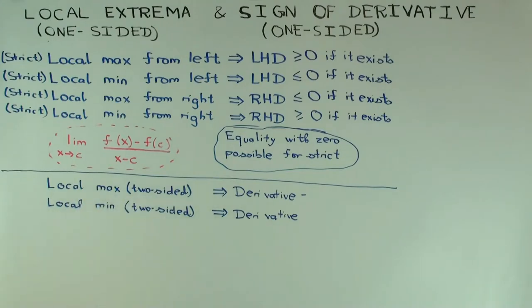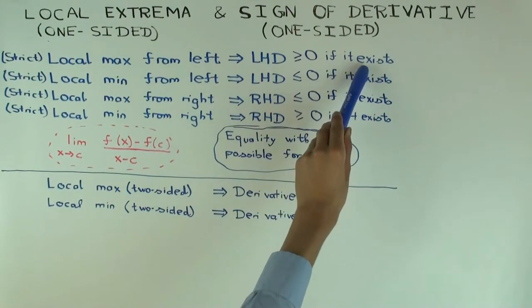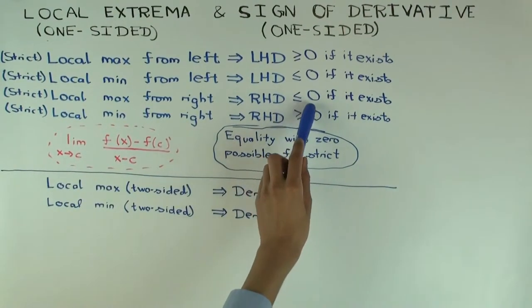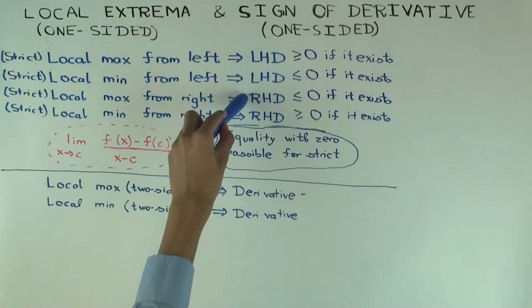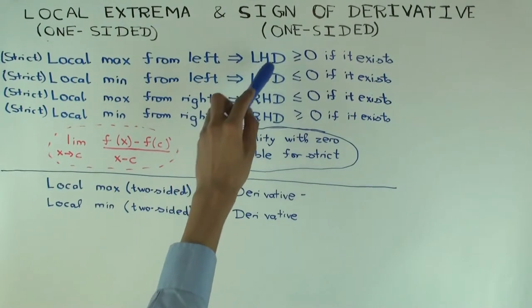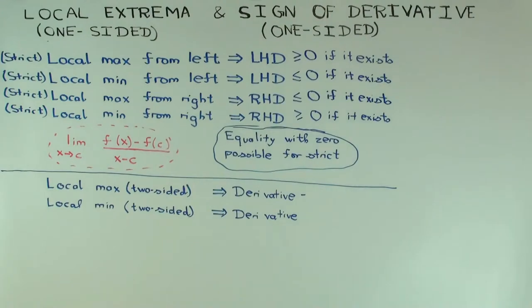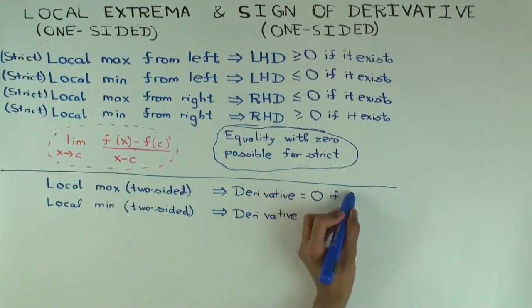Okay, now let's go through the explanation. So, local max. What's your explanation? If it's a two-sided local max, it's a local max from the left, so the left-hand derivative is greater than or equal to zero if it exists. Also, it is a local max from the right, so the right-hand derivative is less than or equal to zero if it exists. Now, if the derivative exists, then both the left-hand derivative and the right-hand derivative exist, and they are equal. So you have a number which is greater than or equal to zero, and another number which is less than or equal to zero, and they're equal. Under what condition can that happen? If they're both zero. Okay? So we get that the derivative is equal to zero if it exists.